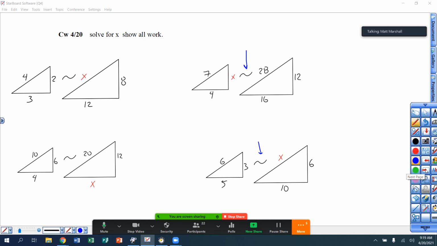Okay, we're doing the classwork now. And I'm going to have my students show some of their work on the document camera. I want to see their work. So I'm going to have my students not put their name on this.